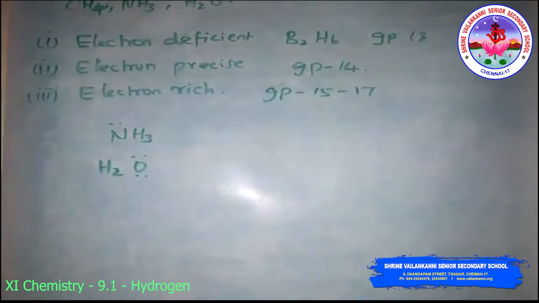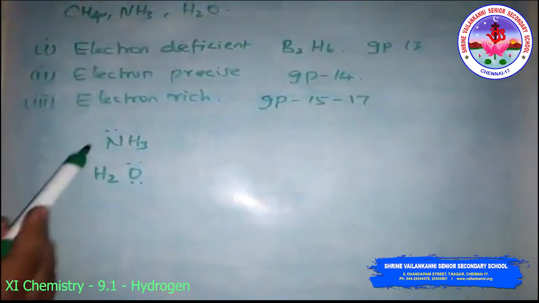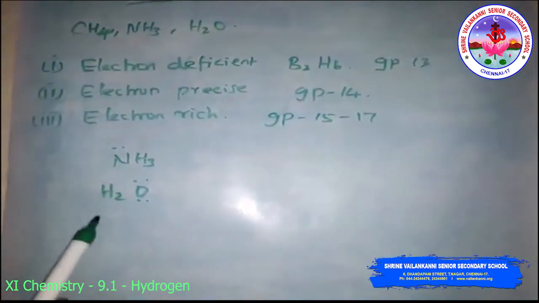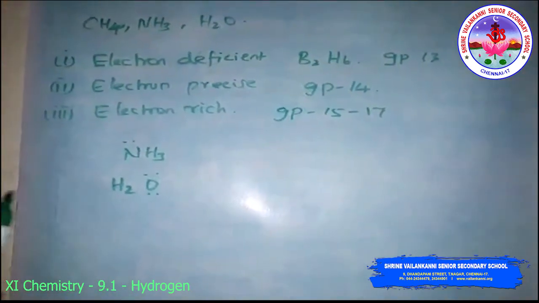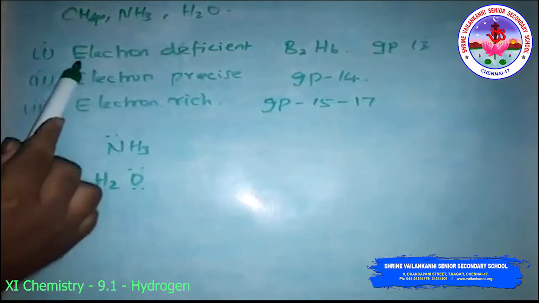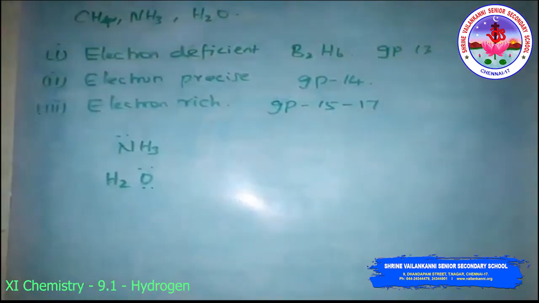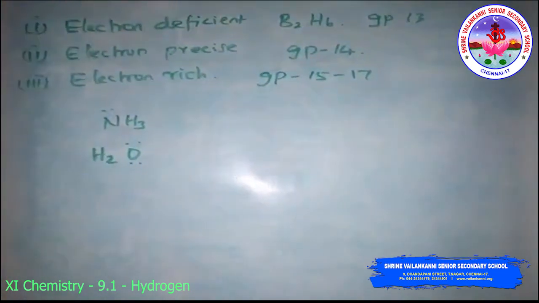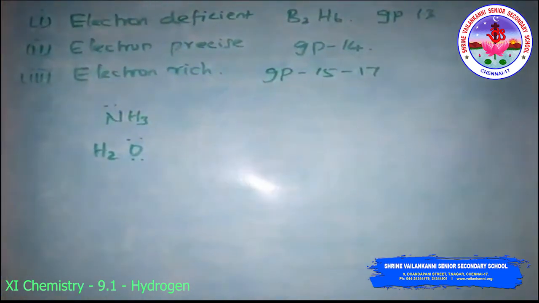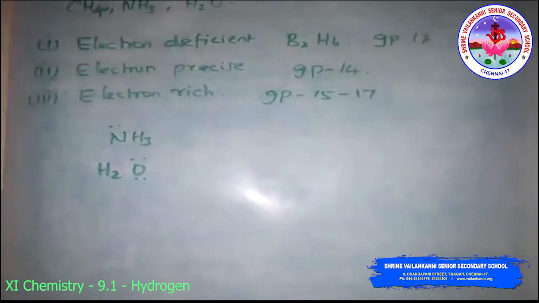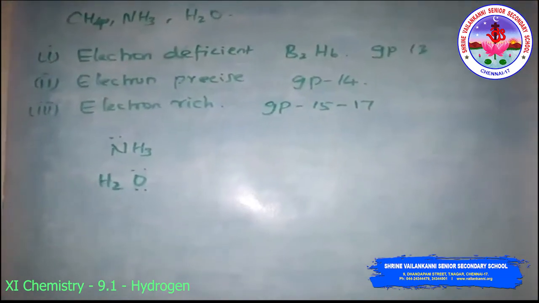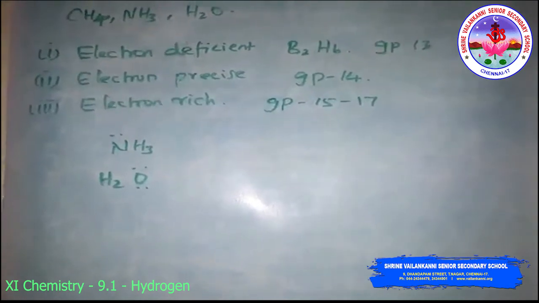The first one is the Lewis acid, and this is the Lewis base. Lewis acid means electron acceptor, and Lewis base means electron donor. That is why it is electron rich. This one is electron deficient. Electron precise is a perfect arrangement, that is methane. Then next is the metallic hydrides, the metallic or non-stoichiometric hydrides.